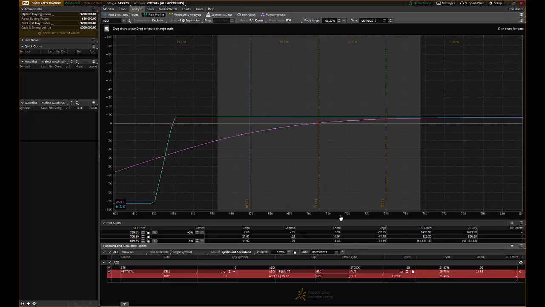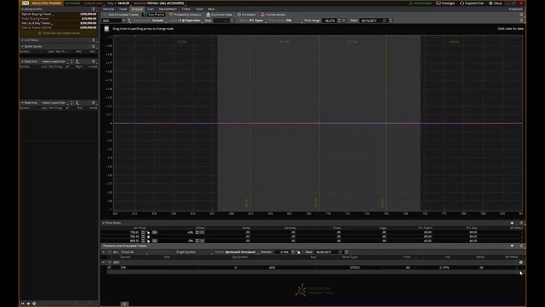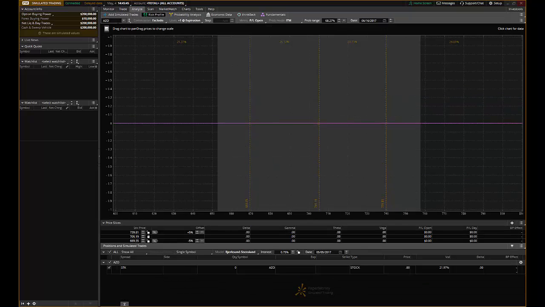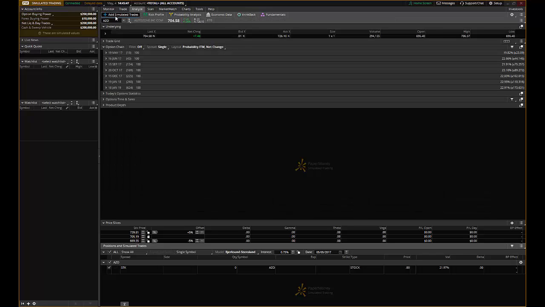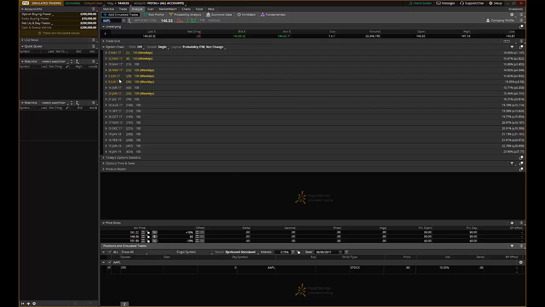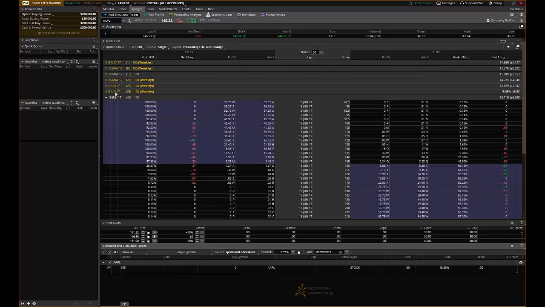So let's go ahead and add another trade, and I'm going to cancel this one out. Let's go ahead and look at a butterfly. Now to do that, I can go back to the trade tab like I did before, but I can also go to the add simulated trade. And let's look at, let's say, Apple. I'm going to bring up Apple and let's look at June expiration.